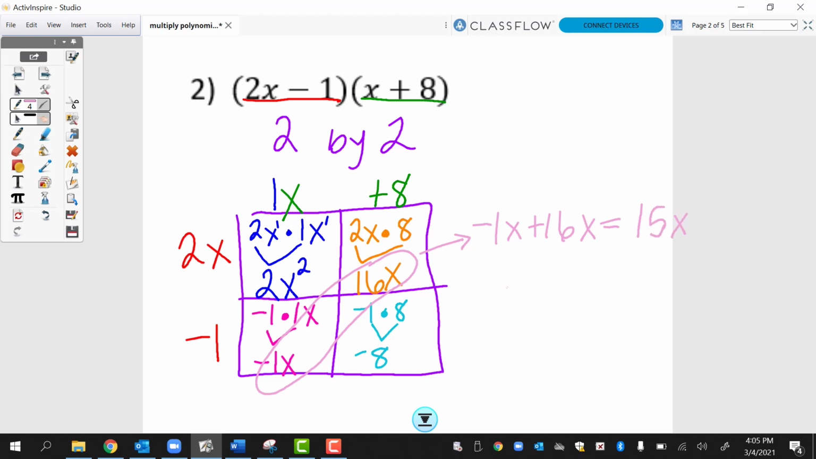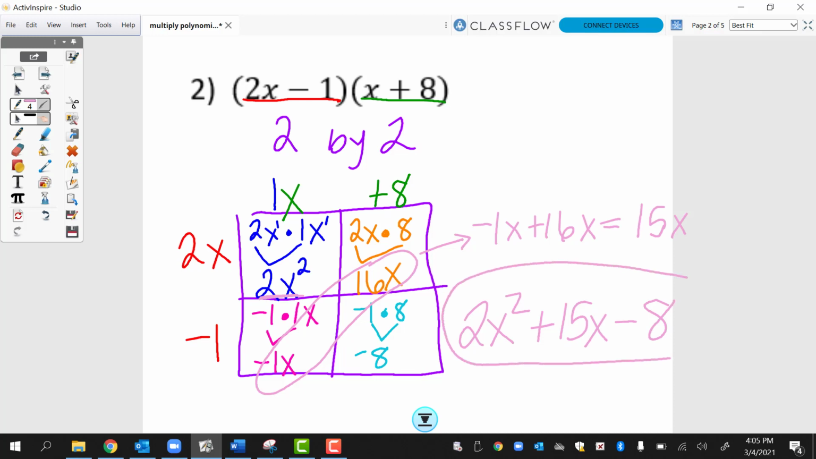15x. And so we have to write all of this out, so I know I'm supposed to write this first. So I have 2x squared. I got this thing that I just figured out, the 15x, and then this -8 at the end. And that's my answer. Okay, let's do another example.